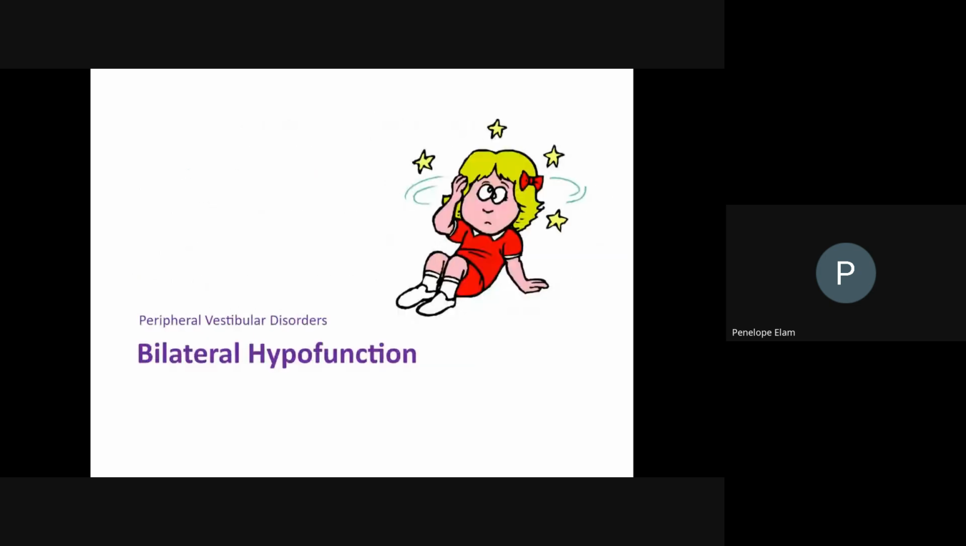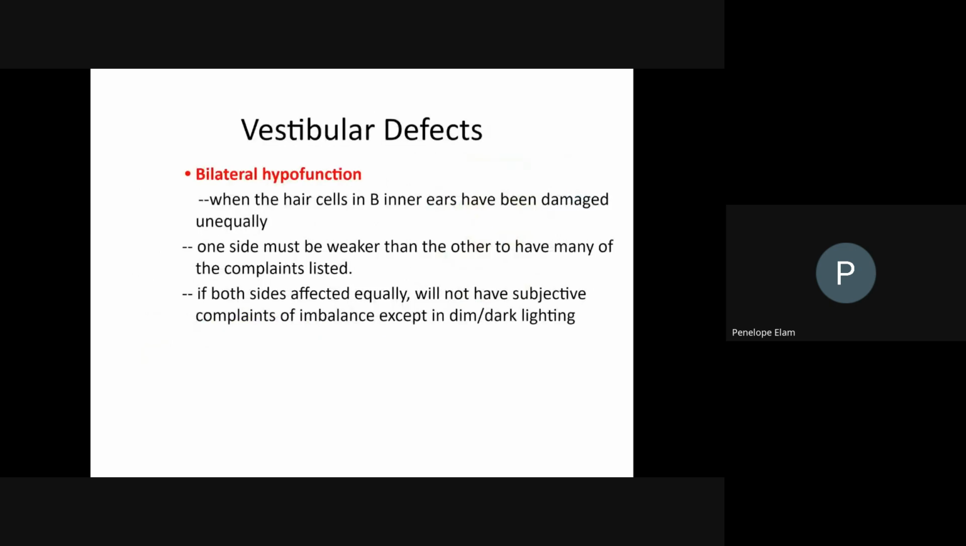All right. So we can have unilateral hypofunction. We can also have bilateral hypofunction. So we could just have impairments on both sides. Okay. So that's really when the hair cells in bilateral inner ears have been damaged, but unequally. Okay. In order for them to really complain about symptoms, one side has to be more damaged than the other. So one would be weaker than the other.